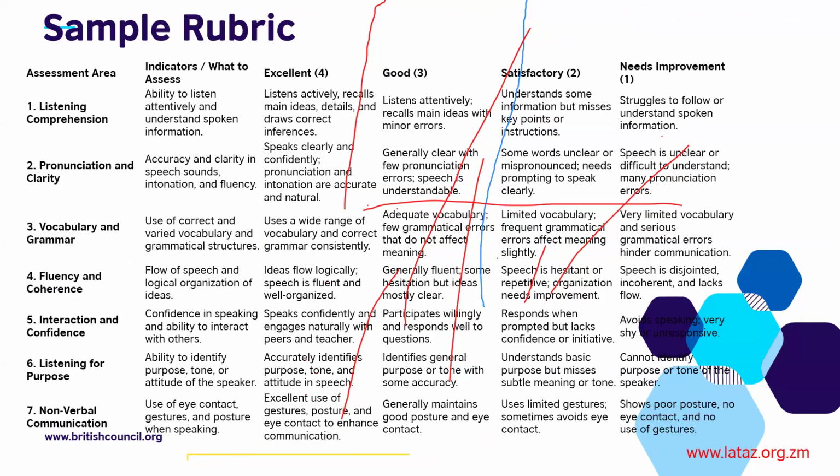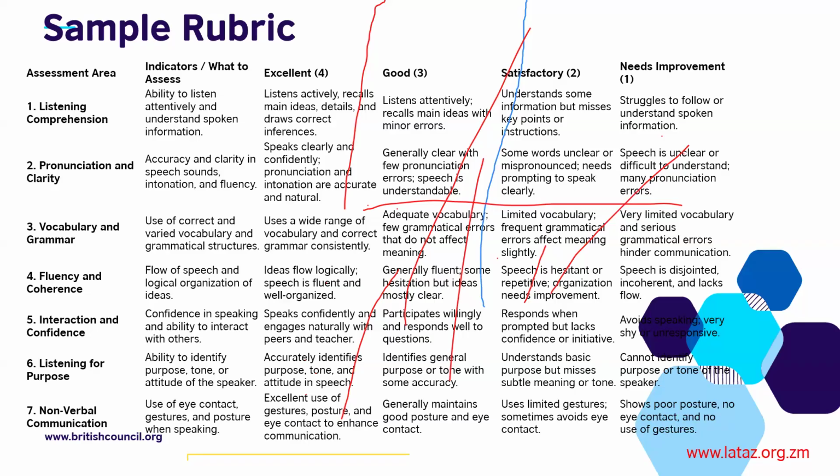Okay. Sample rubric. Here we have a sample rubric, listening comprehension: the ability to listen attentively and understand spoken information. Those who are going to score excellent should be able to listen actively, recall main ideas and details, and draw correct inferences. Those who are going to score 3, which is good, listen attentively and recall main ideas with minor errors. How about those who are going to score 2?